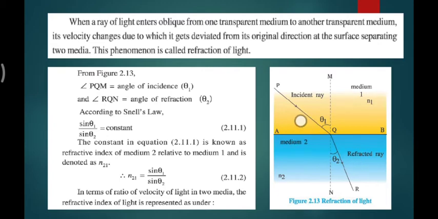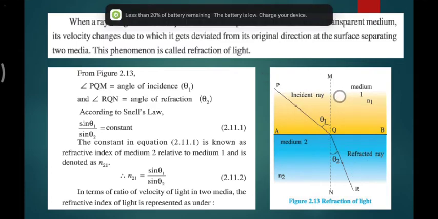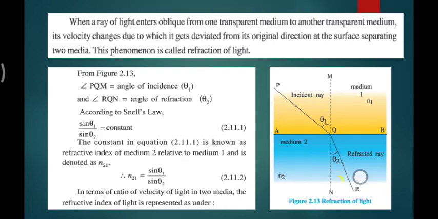I am not talking about this angle; I am talking about the angle between the normal and this ray. Okay, so this is called the refraction angle. In the earlier case, the angle of incidence and angle of reflection are always the same, but the angle of incidence and angle of refraction are never the same if the medium is different. This is the basic thing you have to know.